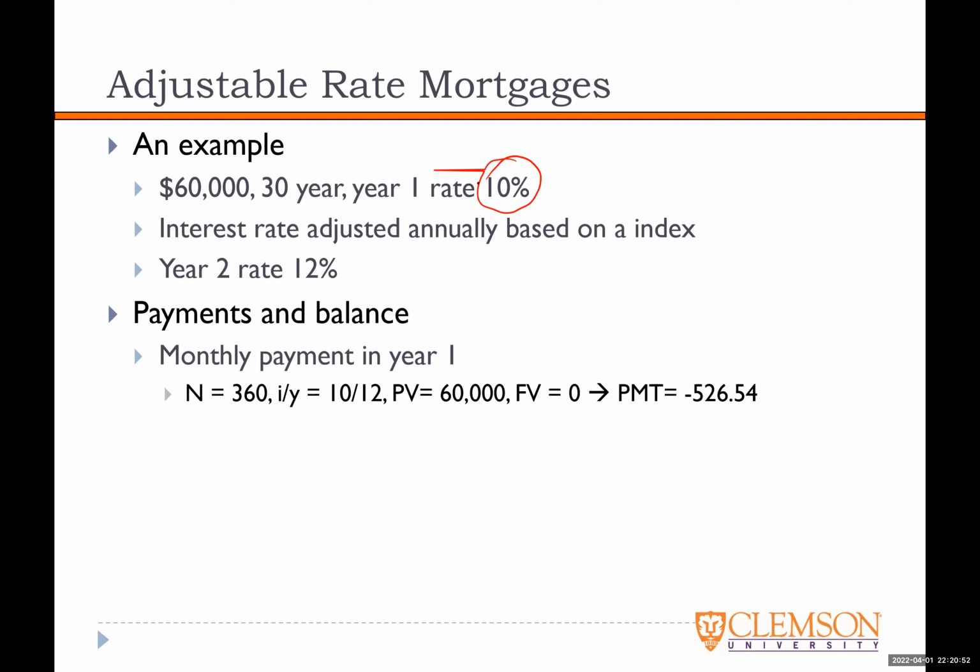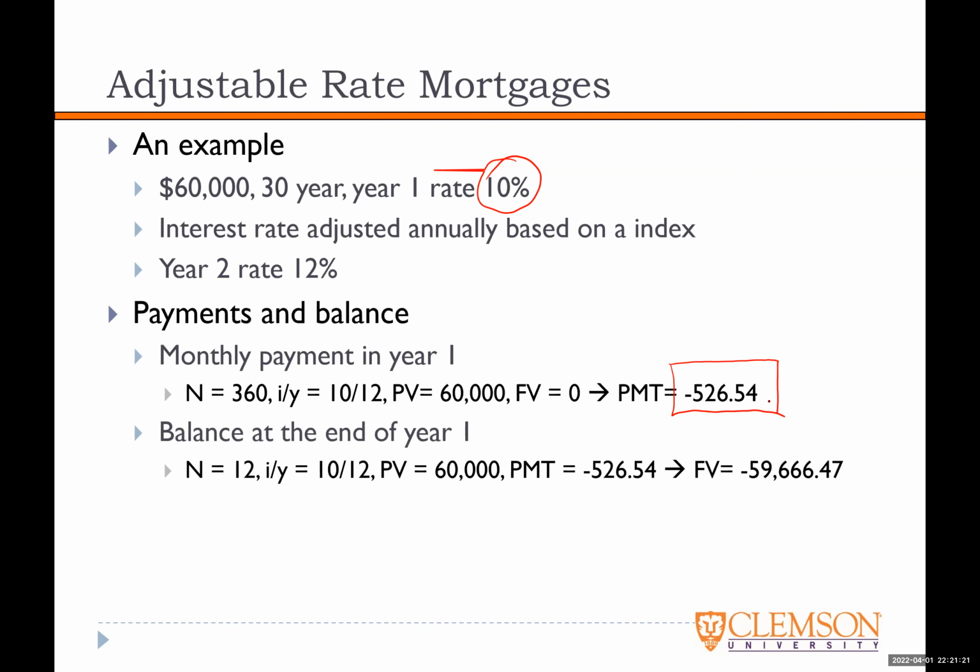The loan fully amortized. By the way, if the question does not say the loan has a remaining balance, then we assume that the loan fully amortized. Then the future value is 0. We punch the numbers in your calculator. We know that year one's monthly payment is $526.54.